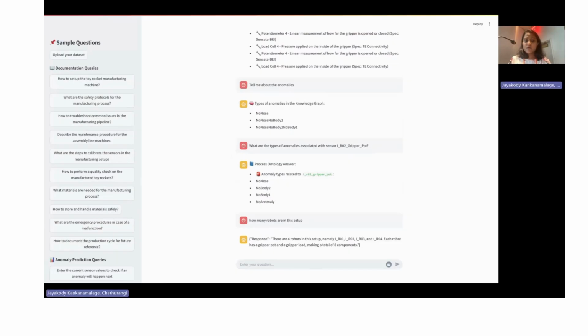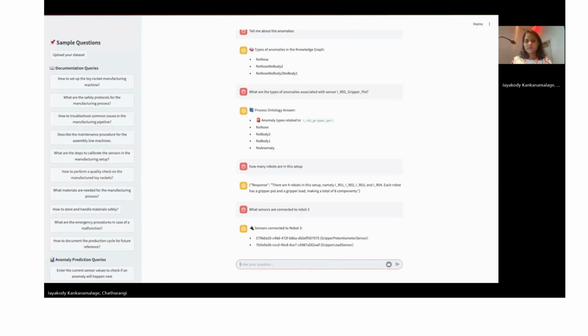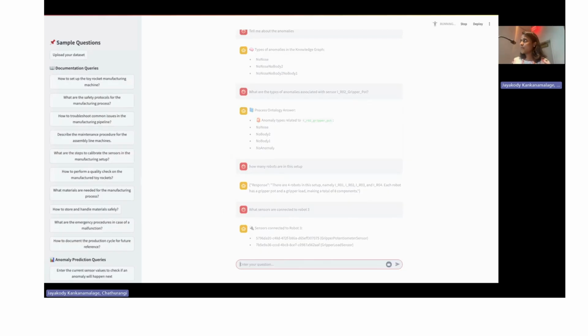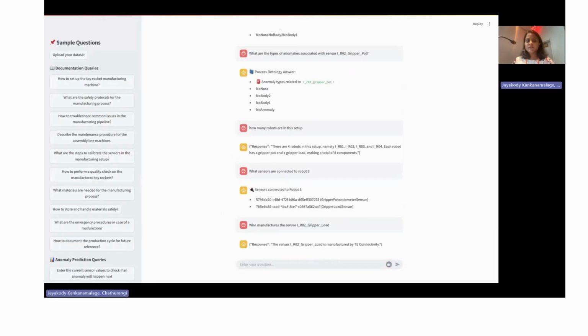And maybe I want to know more about what types of sensors are connected to robot 3. And it gave me the types of sensors associated with robot 3. So all these are retrieved from the knowledge graph that we have developed. And I want to know what is the manufacturer of the particular sensor. And yeah, it retrieved the information, and it is good at inferencing these things as well.